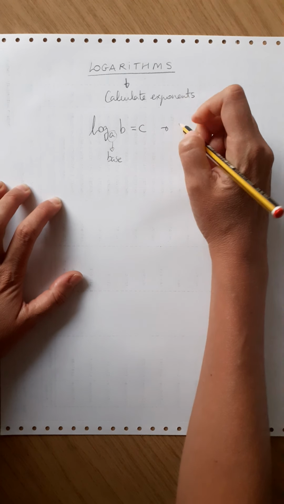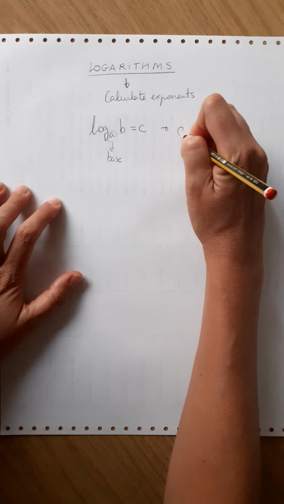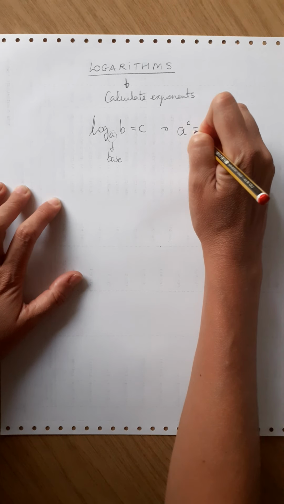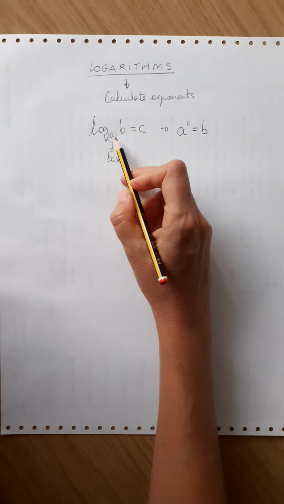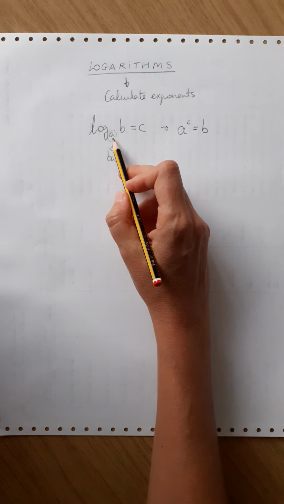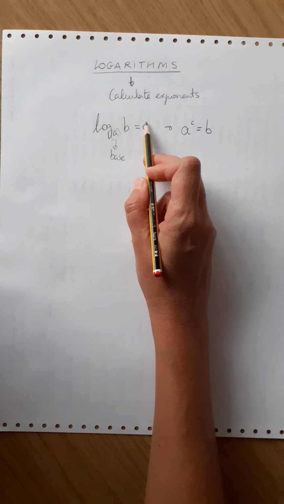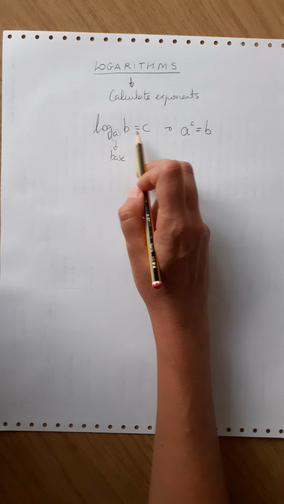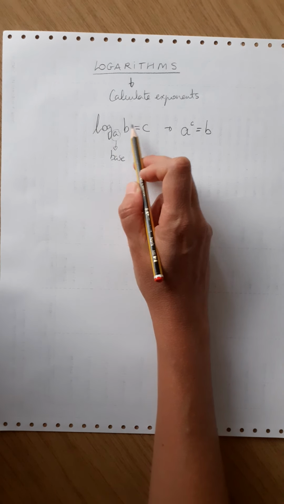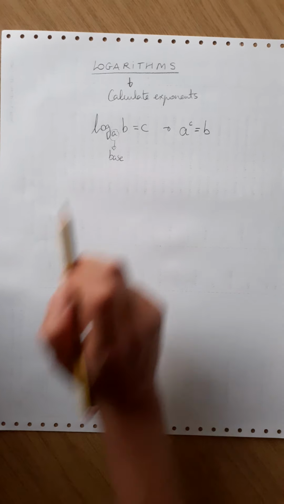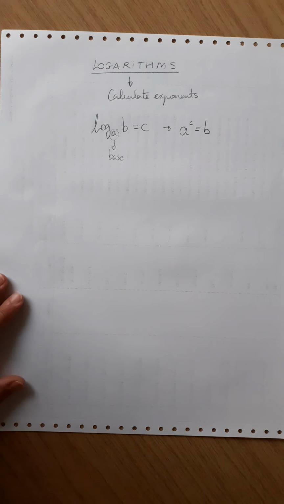So I can transform this into a power. A to the power of C equals B. I'm looking for an exponent for A so that I obtain B. So we are calculating exponent. The result of the logarithm is the exponent I need for the base to obtain this. Is it clear? I hope so.